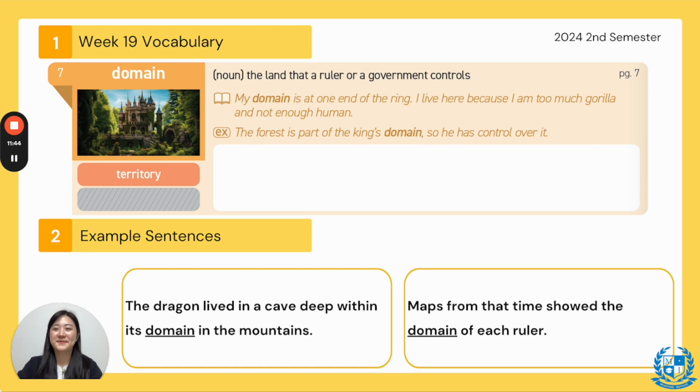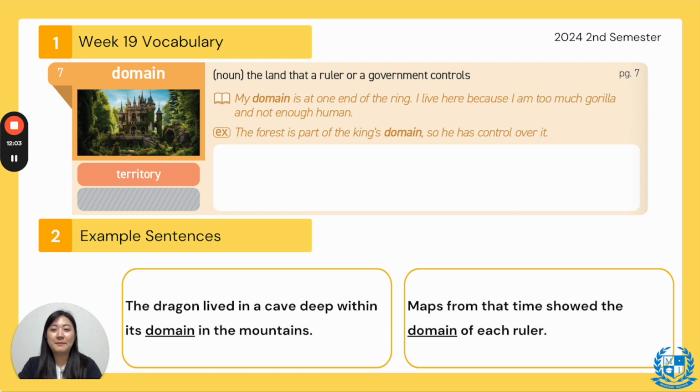Conveniently. Number 7, everyone say domain. Domain. The synonym is territory. It's a noun and it means the land that a ruler or a government controls. In this case, it just means the home, the territory.